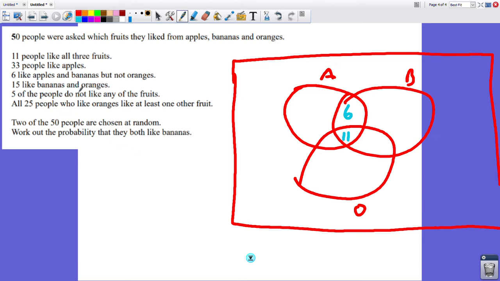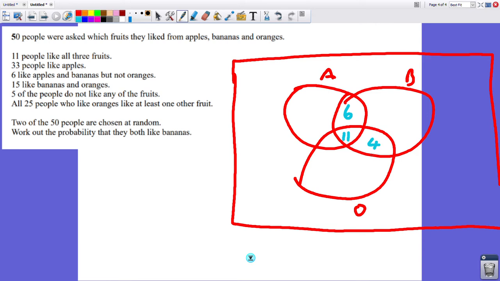15 like bananas and oranges. You've got to be really careful here. I'm not going to put 15 there. The section that describes the people who like bananas and oranges is actually both of these sections combined. So therefore 11 plus the number which goes in here must add up to 15. Therefore the number which goes in there must be 4.